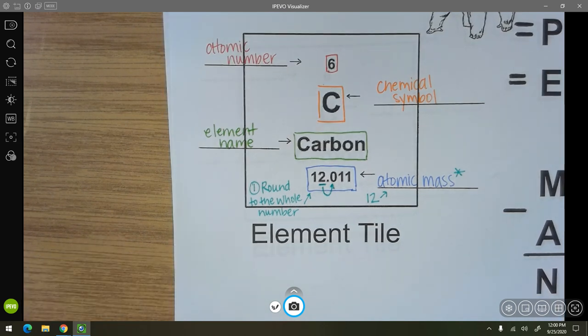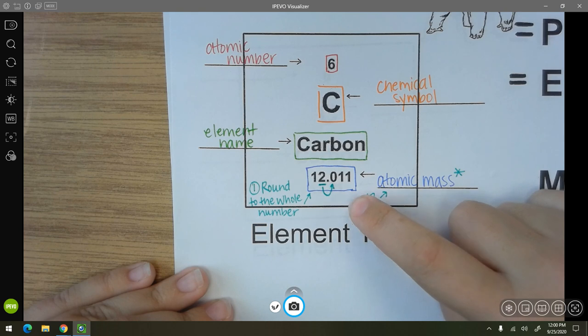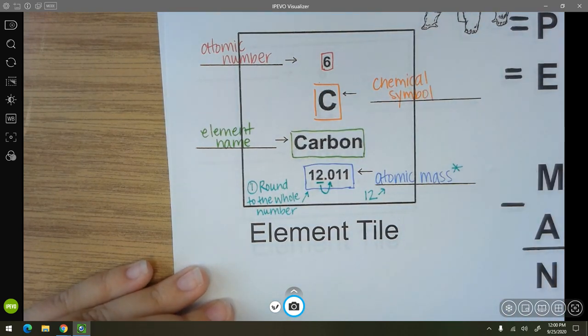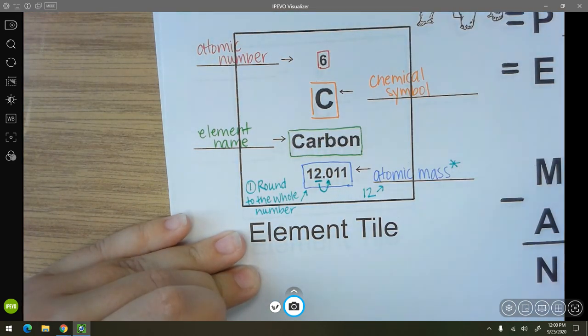Sometimes you'll see an element tile, because element tiles, you can see them in a lot of different ways. And on Wednesday, Ms. Wyndham's going to show you the different types of element tiles on the periodic table, but you always round it. Sometimes you'll see it already rounded. Sometimes you'll see it in a different place. You just need to remember, you always round this number, and the higher number on the element tile is your atomic mass, okay?